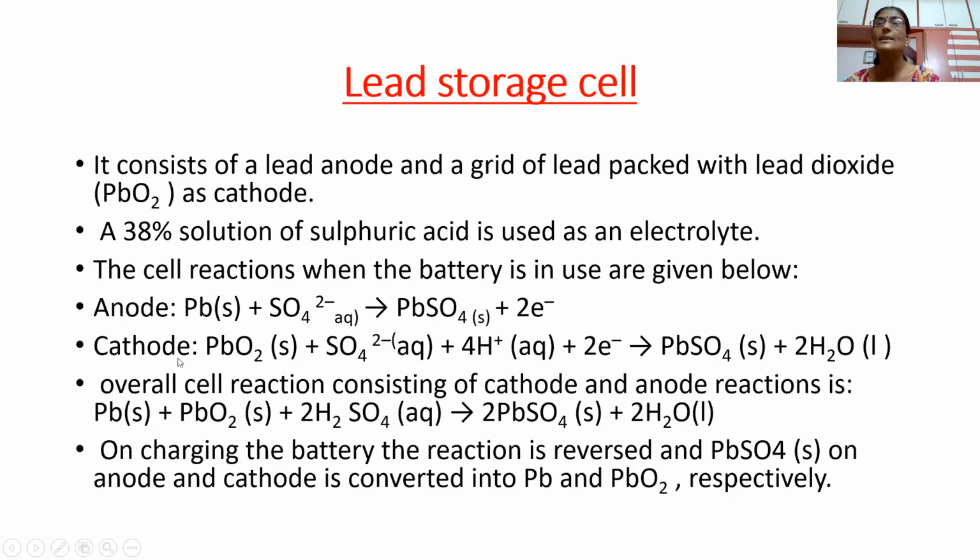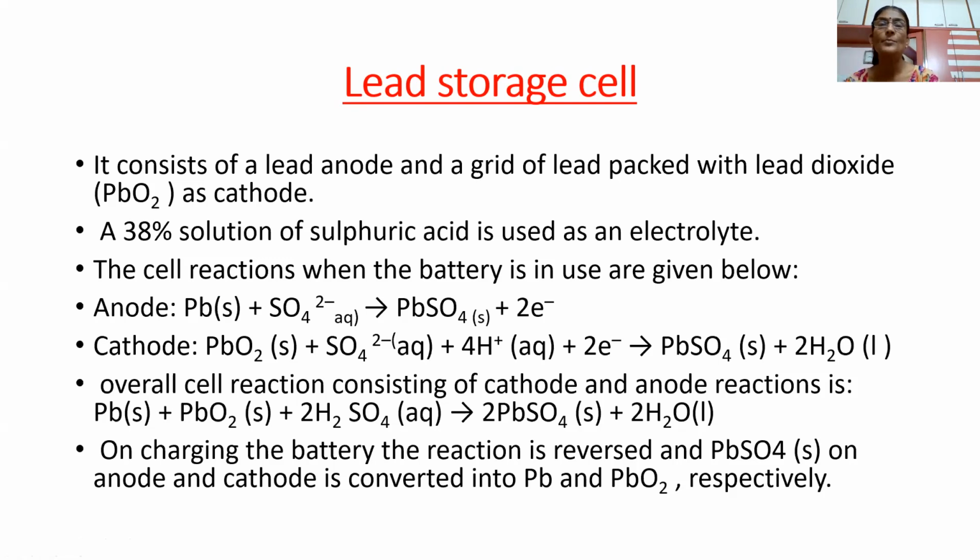What's the reaction taking place at cathode? On cathode, PbO2 in presence of H+ ions, in presence of sulfuric acid, H+ and SO4 2-, accepts electrons and forms PbSO4 and water. So on cathode also PbSO4 is deposited. As lead sulfate is sparingly soluble in water, PbSO4 gets deposited on anode and cathode. After some time, what will happen? The cell becomes finished, dead, due to deposition of PbSO4 on anode and cathode.